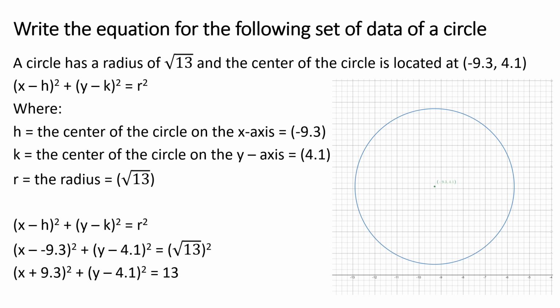Now we can also write an equation that has a radius of the square root of 13, and the center of the circle is located at (negative 9.3, 4.1). So I know my equation is going to be (x plus 9.3) squared, or x minus negative 9.3 squared, plus (y minus 4.1) squared equals the square root of 13 squared. And the square root of 13 squared is 13.